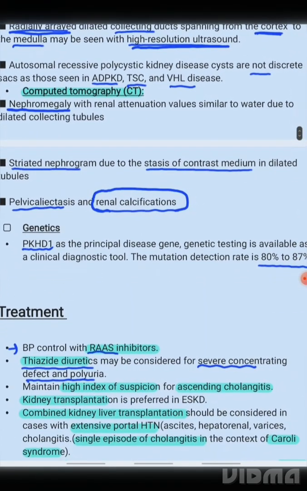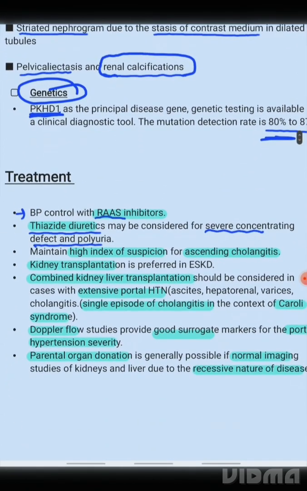And genetics, of course, play a very important role in the diagnosis, and we know that the principal gene is PKD1, and genetic testing is available. It's a diagnostic tool. The mutation detection rate is 80 to 87%, which is quite high, but sometimes it's not done or neglected, and the patient then presents with such sequelae.